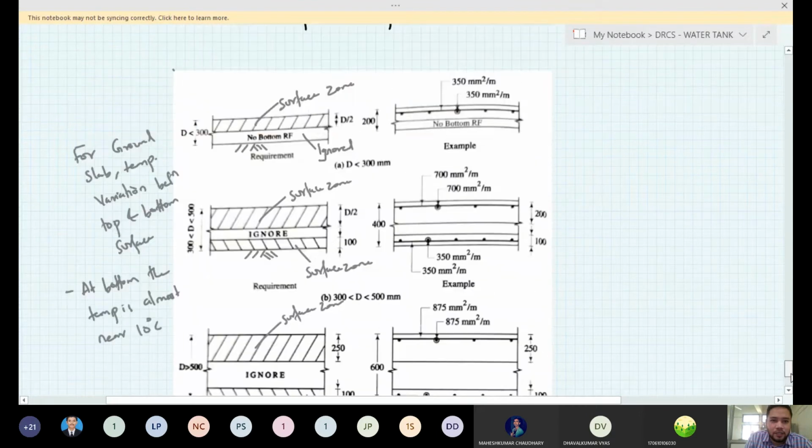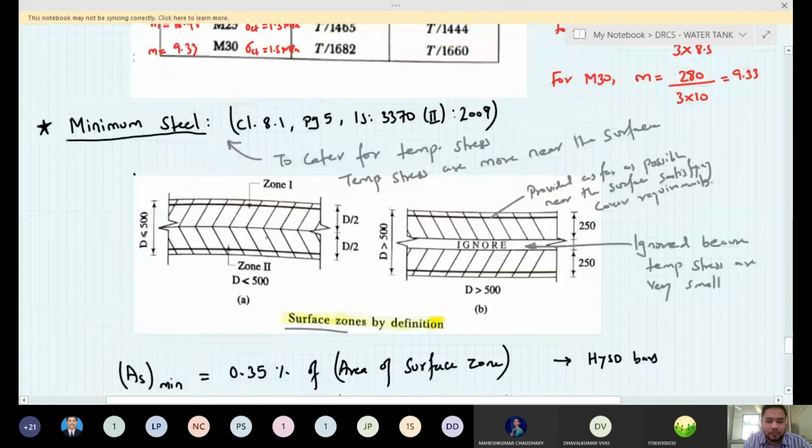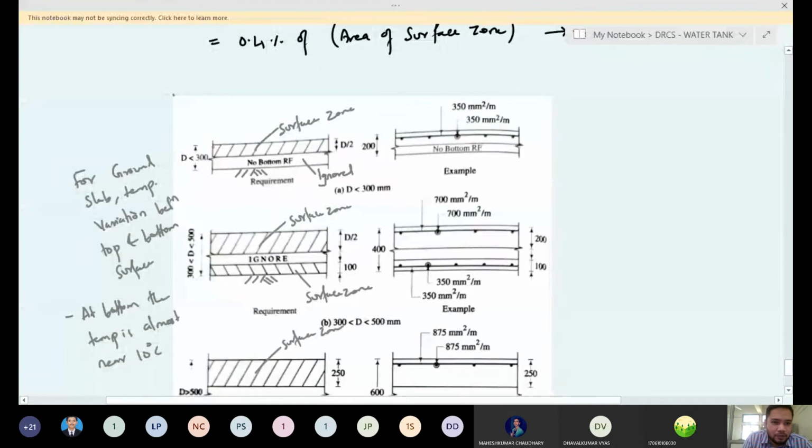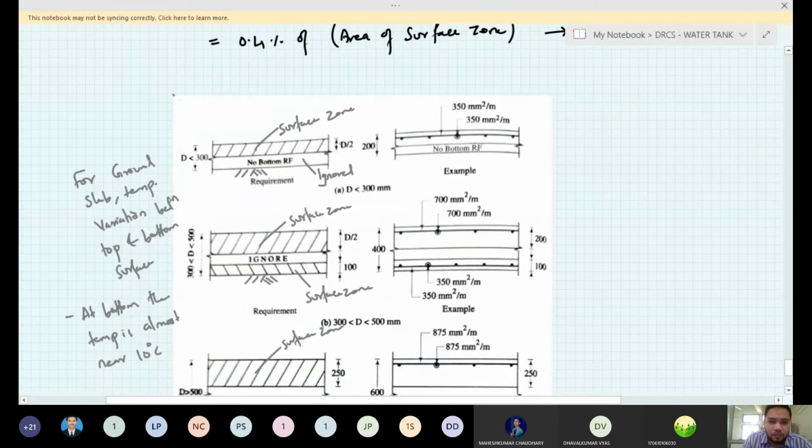For the ground slab, we have temperature variation at the top and bottom surface, because the bottom face is resting on the ground, so the temperature near the bottom surface is around 10 degrees Celsius, and at the top it is the surrounding temperature. So for such cases we have a different surface zone area, so we cannot use the surface zone mentioned in this figure. For a ground slab, if the thickness is less than 300, then the surface zone is the portion within half the depth from the top.